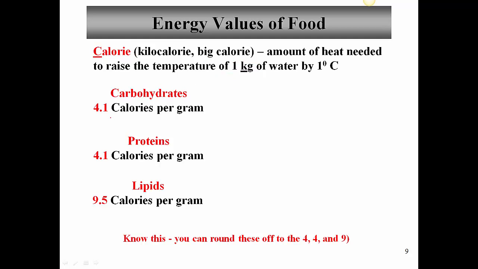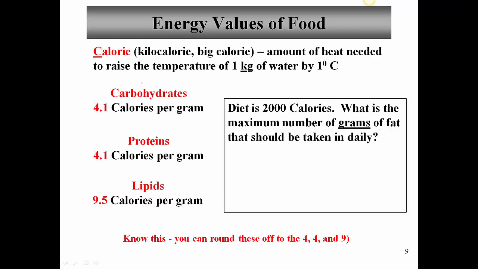So in nutrition, when we talk about carbohydrates, we say that they have about 4 calories per gram. Proteins yield about 4 calories of energy per gram. Lipids, on the other hand, because these are so nutrient dense, yield about 9 to 9.5 calories per gram. You can round these off if you want for the purposes of the exam to 4, 4, and 9, just to make your calculations a little bit easier. But you do need to know these numbers.